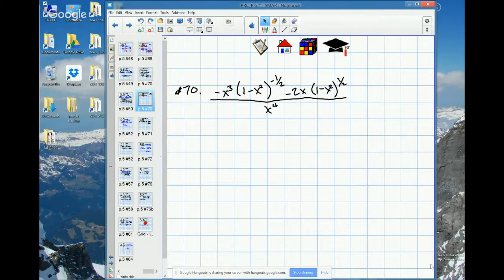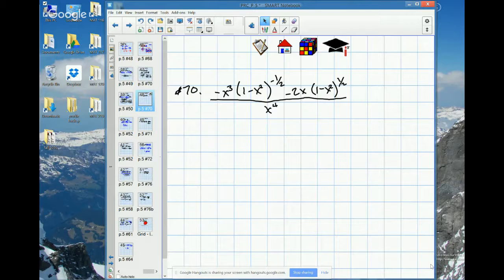So here's the problem in number 70. I believe I have it copied right. And again, we're supposed to simplify this. Okay, what in the world are we going to do here? Well, we could do some factoring on the top, couldn't we?